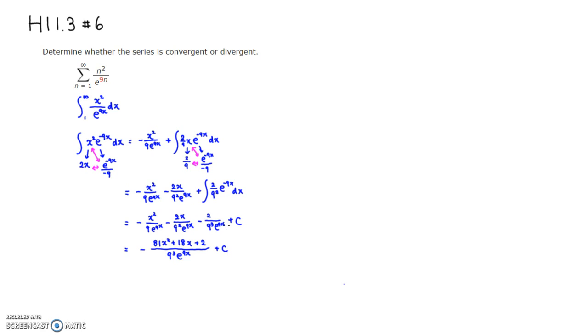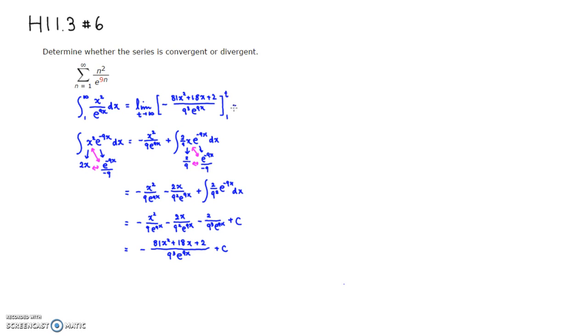All right, so if you want to find this improper integral, all you have to do is, this is the antiderivative, so we take the limit as t approaches infinity, since this is improper. Then the antiderivative is negative 81x squared plus 18x plus 2 all over 9 cubed e to the 9x, and you're going from 1 to t.